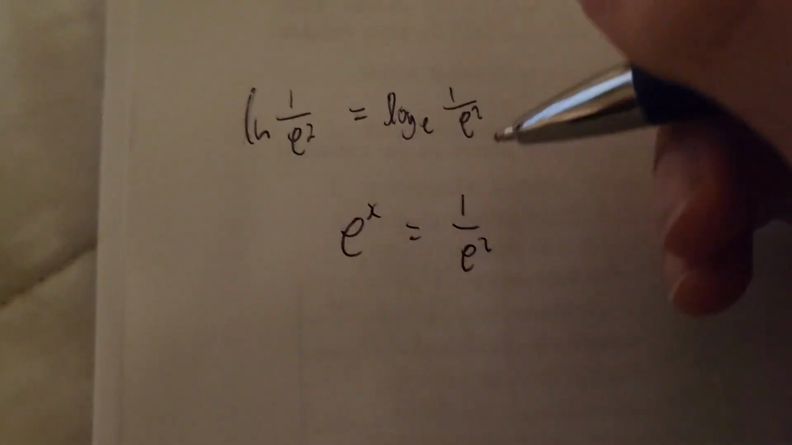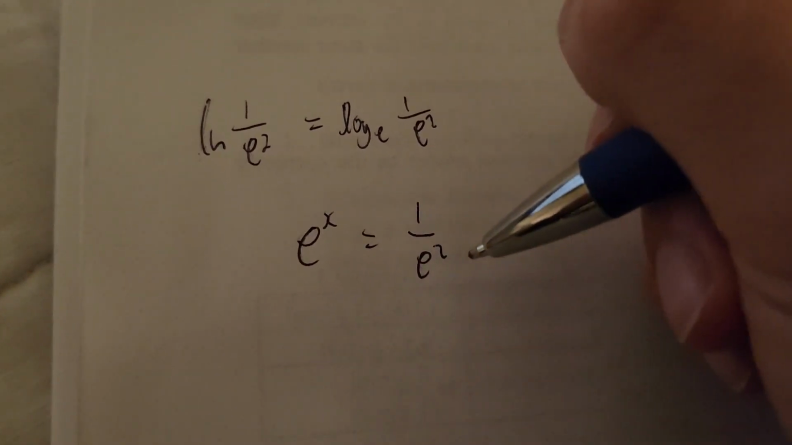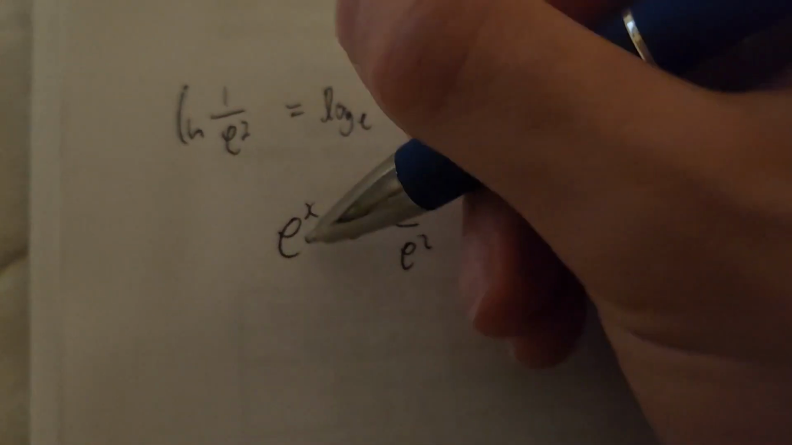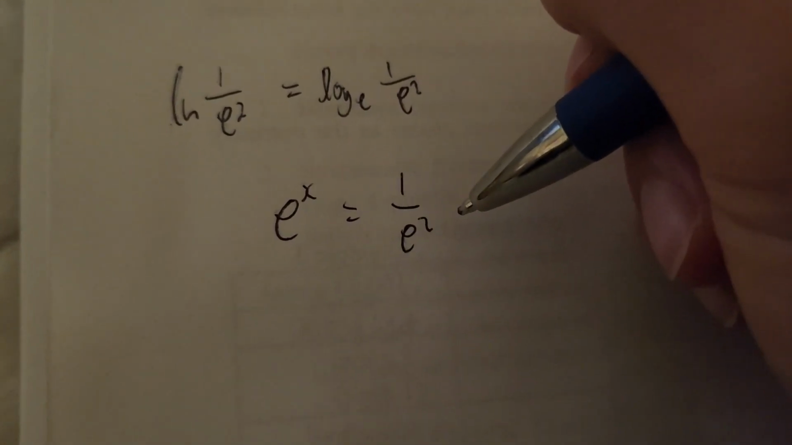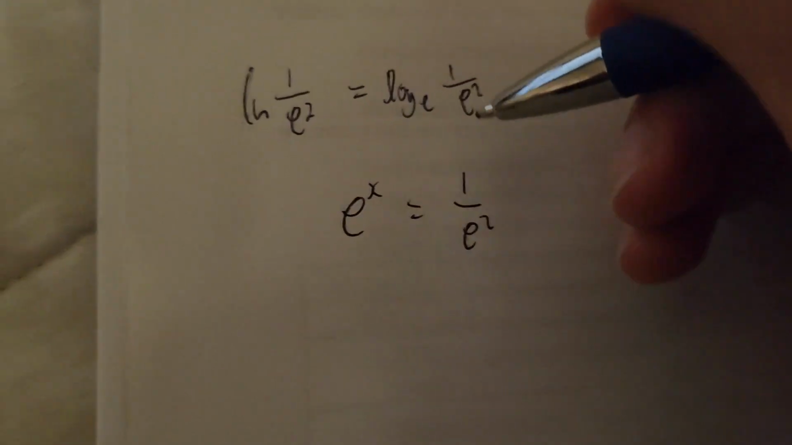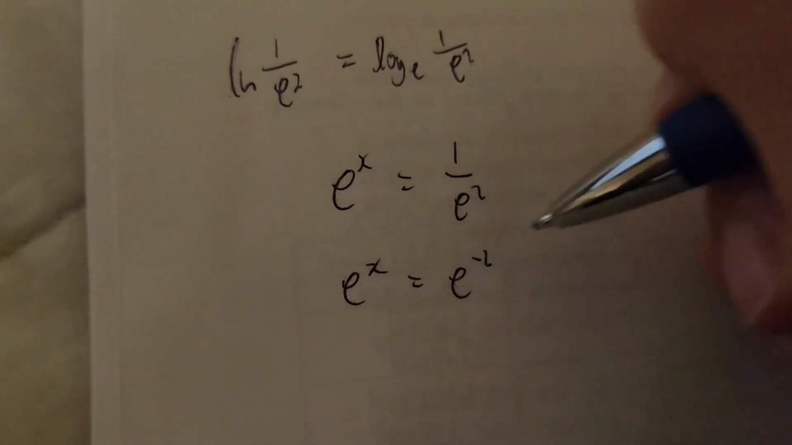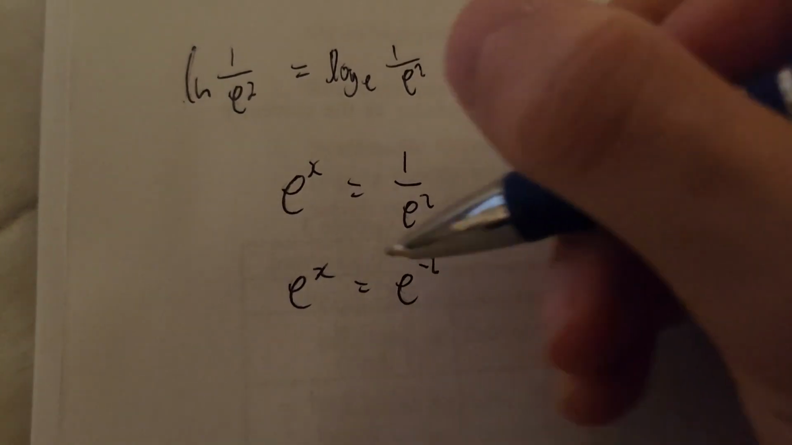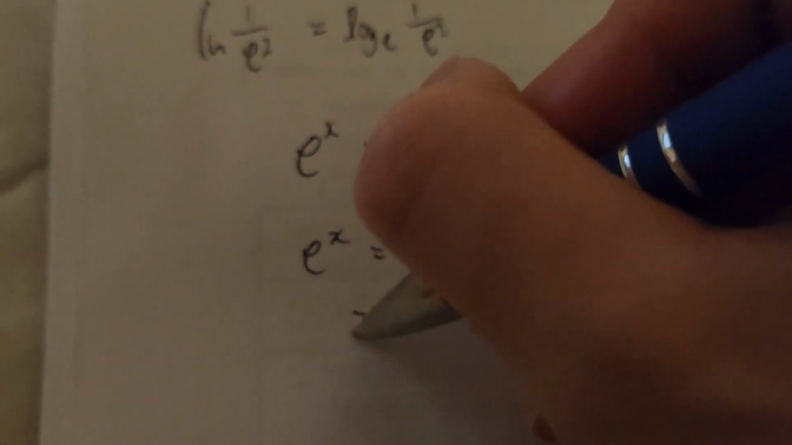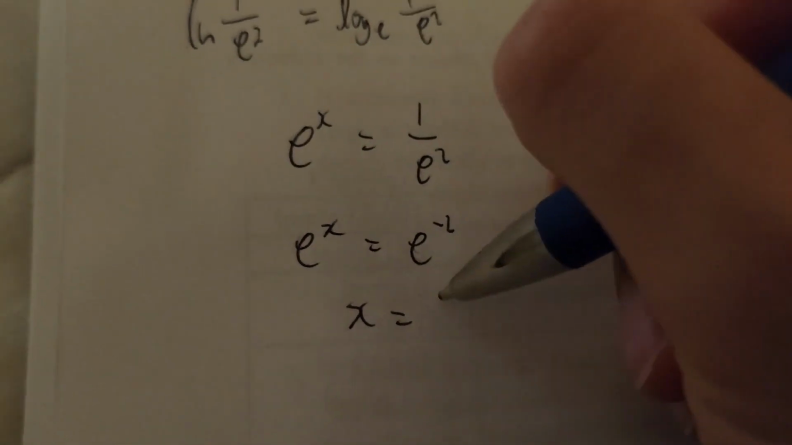Okay, and then once you're here, you want to get the bases the exact same, right? And how can you do that? You can use algebra now. So now you can rewrite it as e to the negative 2. And therefore, since the bases are the same, we have x is equal to negative 2.